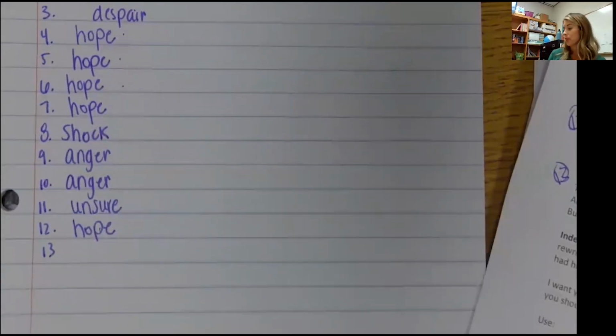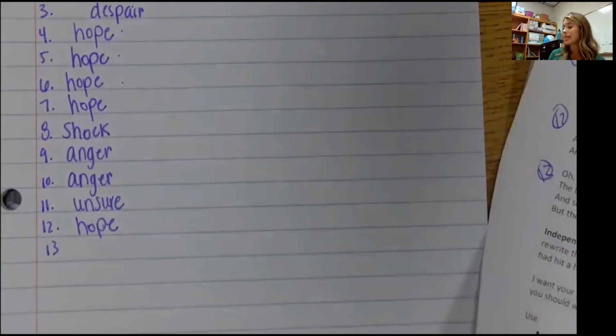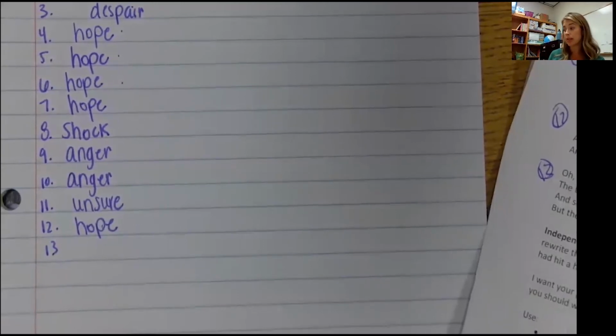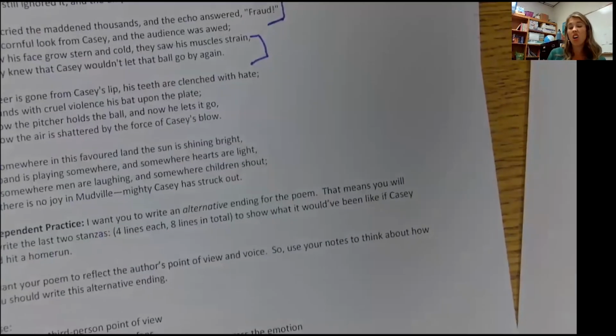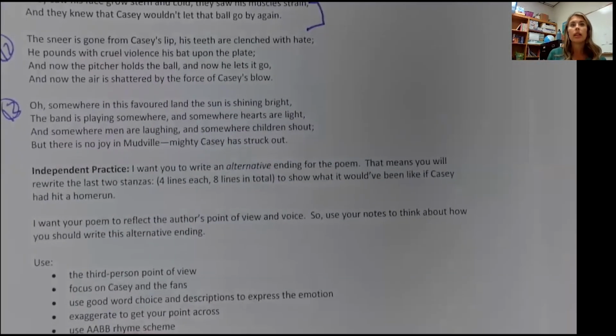Now, they see that ball coming and they think he's going to swing. They think he's going to get it because he's determined. And then 13, things change again. On to the last stanza, although we already know how this ends. Let's get into thinking about emotion.